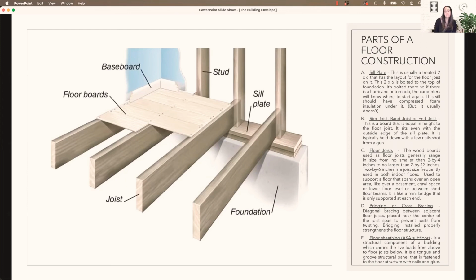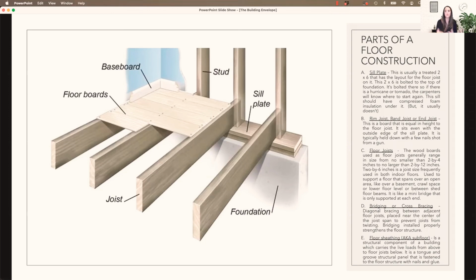The bridging that he was talking about isn't shown in this, but bridging would be where you have connecting pieces to help strengthen those floor joists so they don't start bowing or bending, especially if they're going across longer, wider spans. You might need bridging. And then the floor sheathing or subfloor, again, that's laid on top of the joist, and then you would put whatever preparation material as needed for your finished product of flooring.